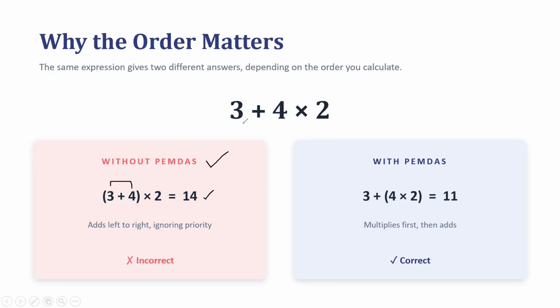In this case, we apply PEMDAS, and the first thing we should do is multiplication. That's why, if you look at the right-hand side, you would see that the first thing we did was multiply these two, and we have 8. And then 8 plus 3 would give us 11. That's how we got 11 in this case.